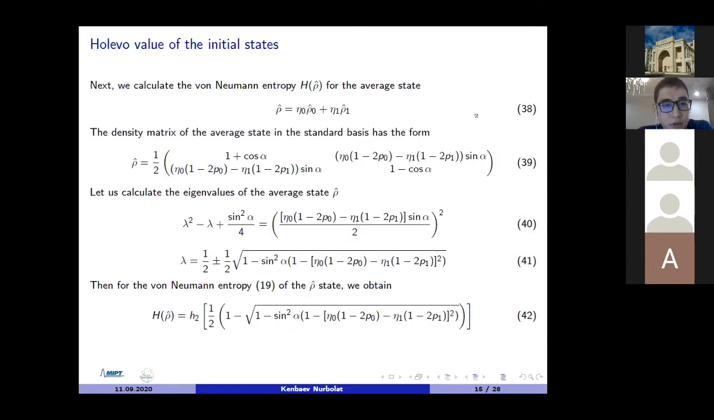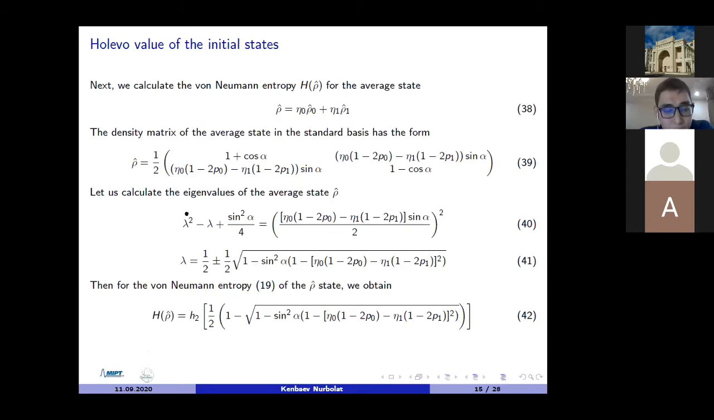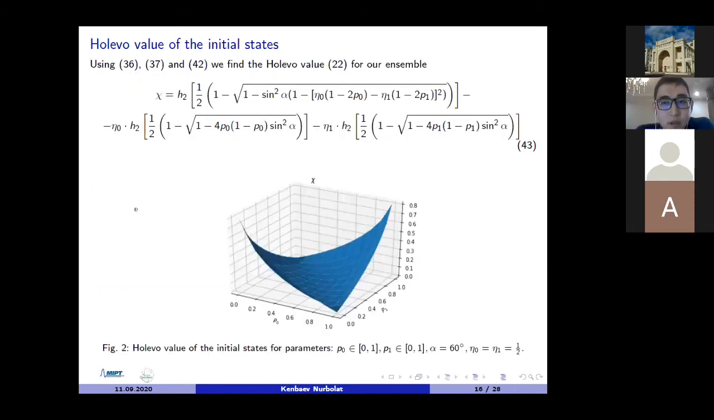Next, we shall calculate the von Neumann entropy for the average state. The density matrix of the average state can be written as follows in the standard basis. After calculating the eigenvalues of the average state, we can obtain its von Neumann entropy. Finally, we can calculate the Holevo value of the initial states. On the graph, you can see its value for different configurations of states.